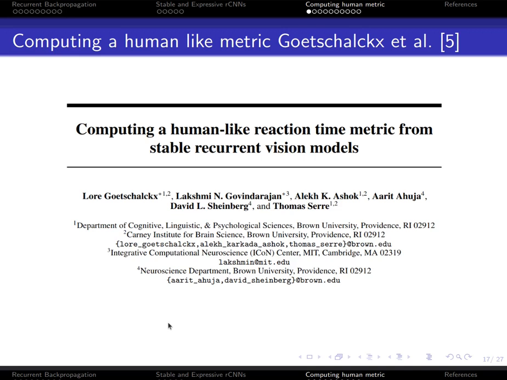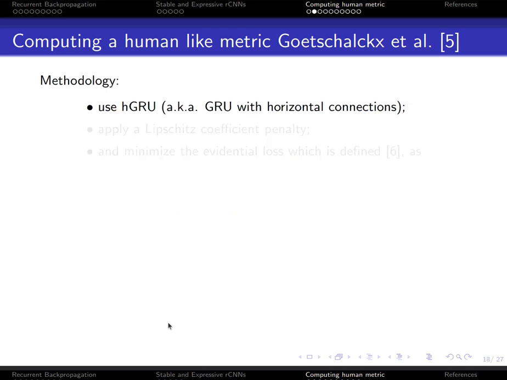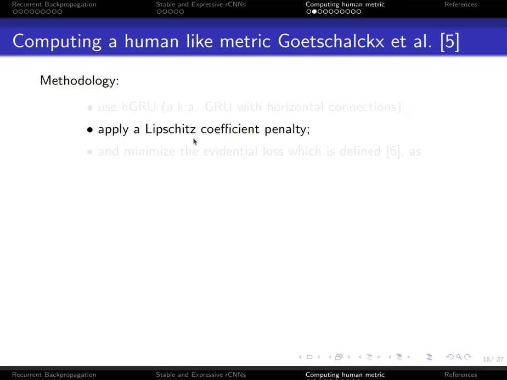Now to the main and I guess the star paper of this presentation, computing a human-like metric, reaction time. Let's go baby steps. This uses a gated recurrent unit with horizontal connections, meaning that the features or the pixels are connected to each other, to their neighbors. It also applies the Lipschitz coefficient penalty. So basically, we are using the recurrent backpropagation with the contraction map penalized by this regularization term that we just looked at.